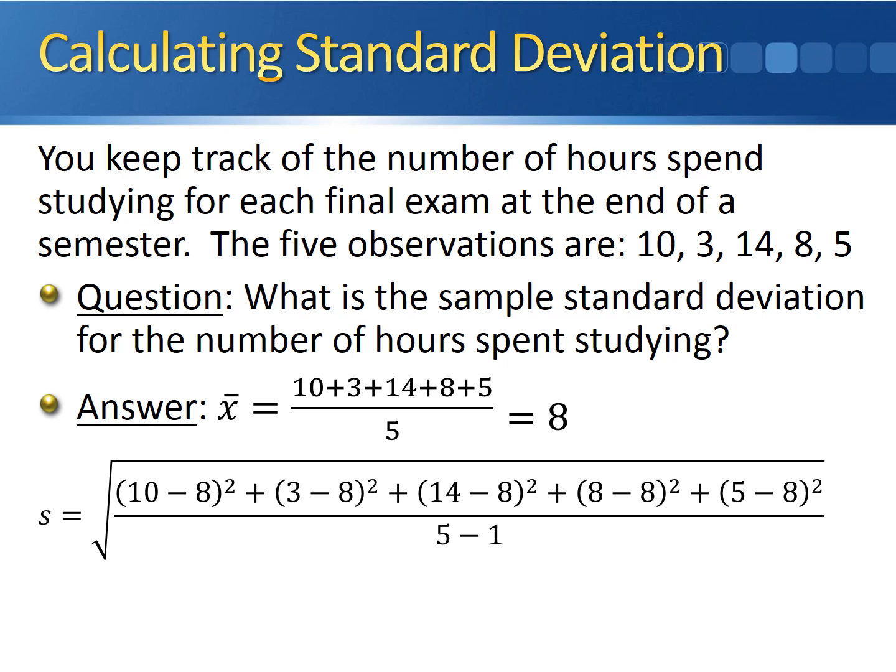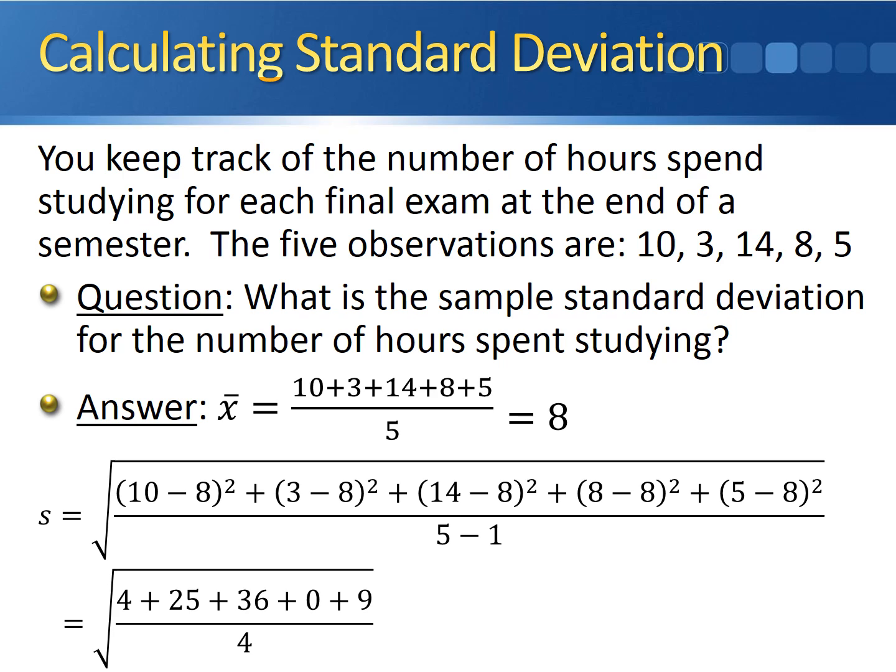In the denominator, we use n minus 1. We have 5 observations altogether. N is equal to 5. 5 minus 1 is going to give you 4. Working out each of these individual terms gives you the following.